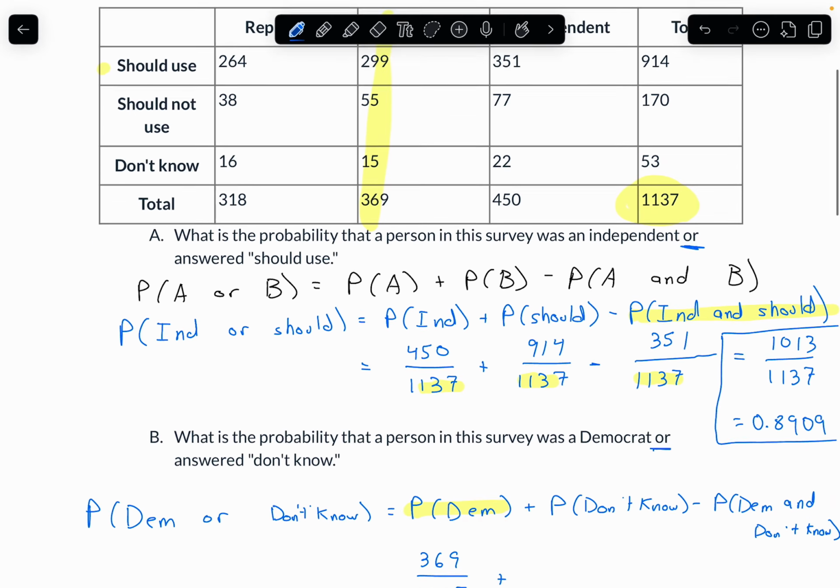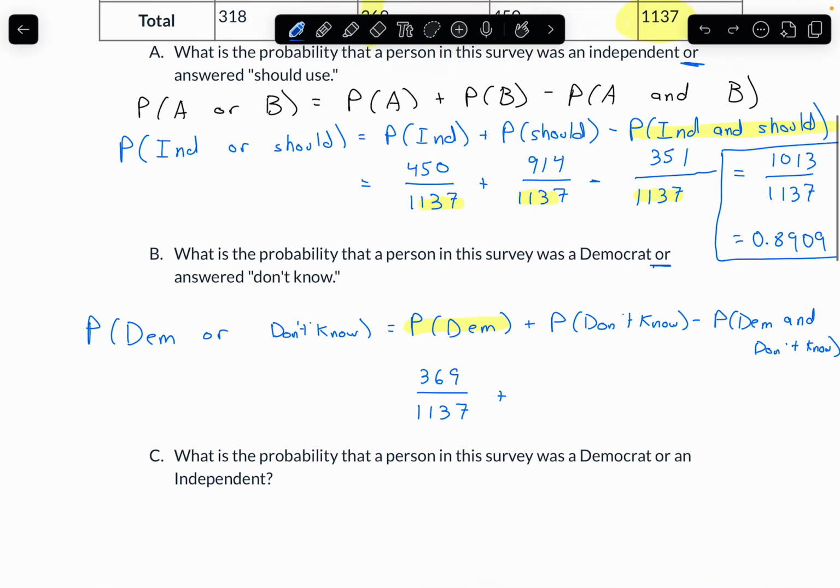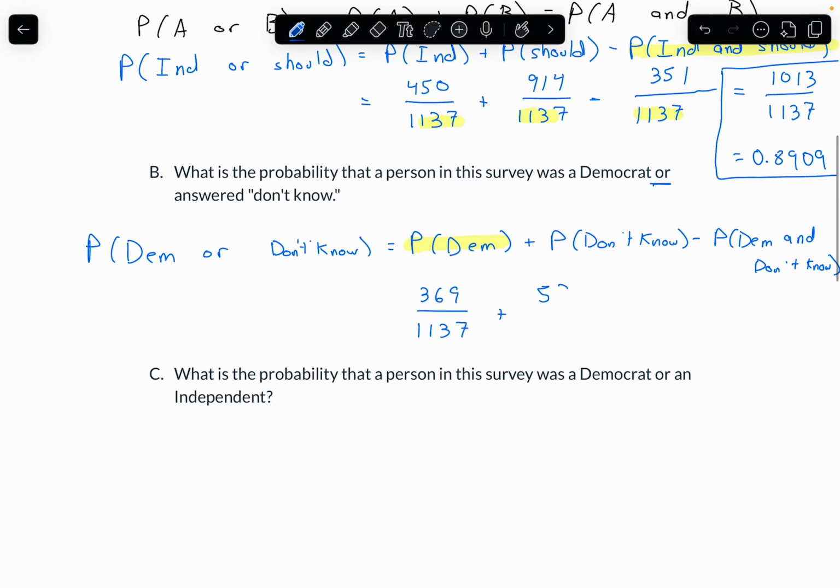So again, I'm going to scroll back up and I'm going to say how many individuals said that they don't know. Well, I'm looking at this row right here. There were a total of 53 individuals that said that they don't know. So 53 out of a total of 1,137 minus the probability that they said they were a Democrat and they don't know.